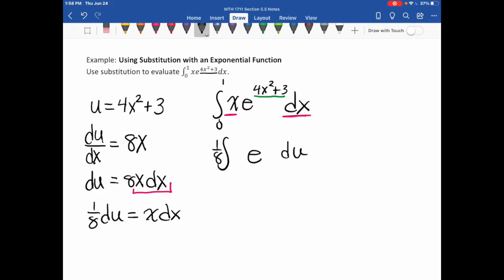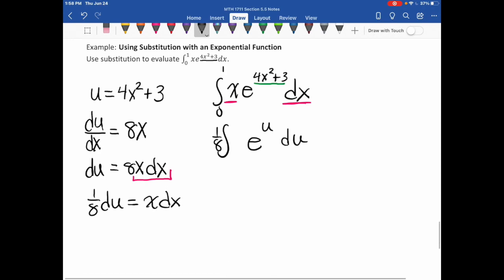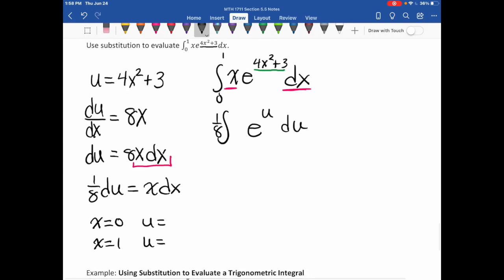So I'm going to replace the x dx with 1/8 du, and then I'm going to rewrite this as e to the power of u. Now I have to just readjust my limits. So when x is 0, I need to figure out what u is. And when x is 1, I need to figure out what u is. So I'm going to use my equation up here, u is equal to 4x squared plus 3, to figure out what that is.